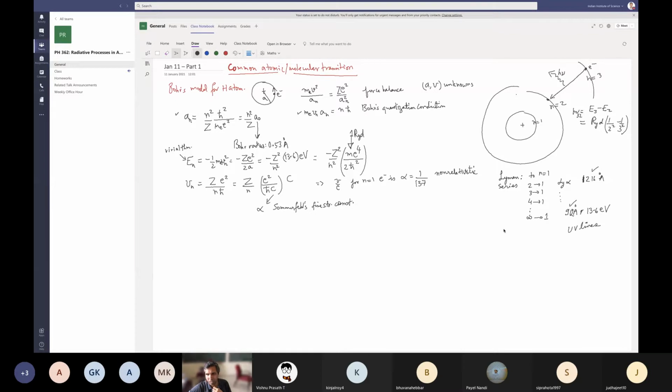Okay. Now then we have Balmer series. Balmer series lines fall in optical. This is n to n equal to 2. This is transition of electrons from higher n to n equal to 2. So for example, 3 to 2, 4 to 2. So these are called H alpha. This is called H alpha.